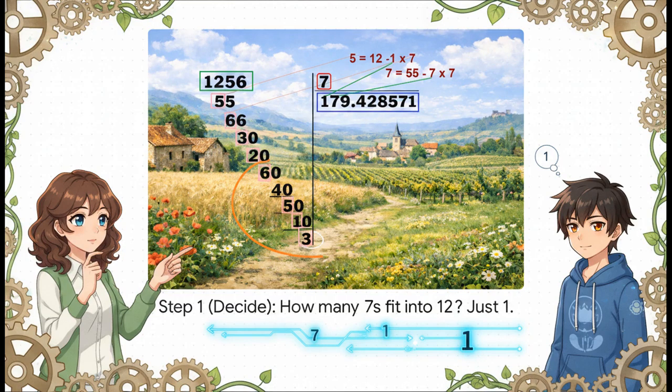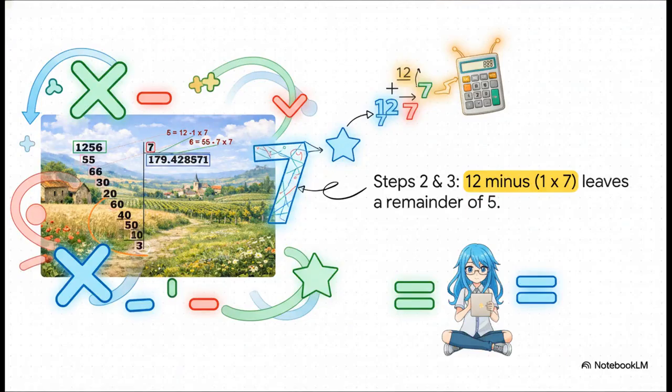So the question is, how many times does 7 fit into 12? Well, just once, right? Because 2 times 7 is 14, and that's too big. So, boom, we write a 1 up top in our answer spot. That's step 1, decide. Done. Okay, now for the next two moves in our little dance. We take that one we just wrote and multiply it by our divisor, 7. So 1 times 7 is 7. Easy enough. Then we subtract that 7 from the 12 we were working with. 12 minus 7 leaves us with 5.